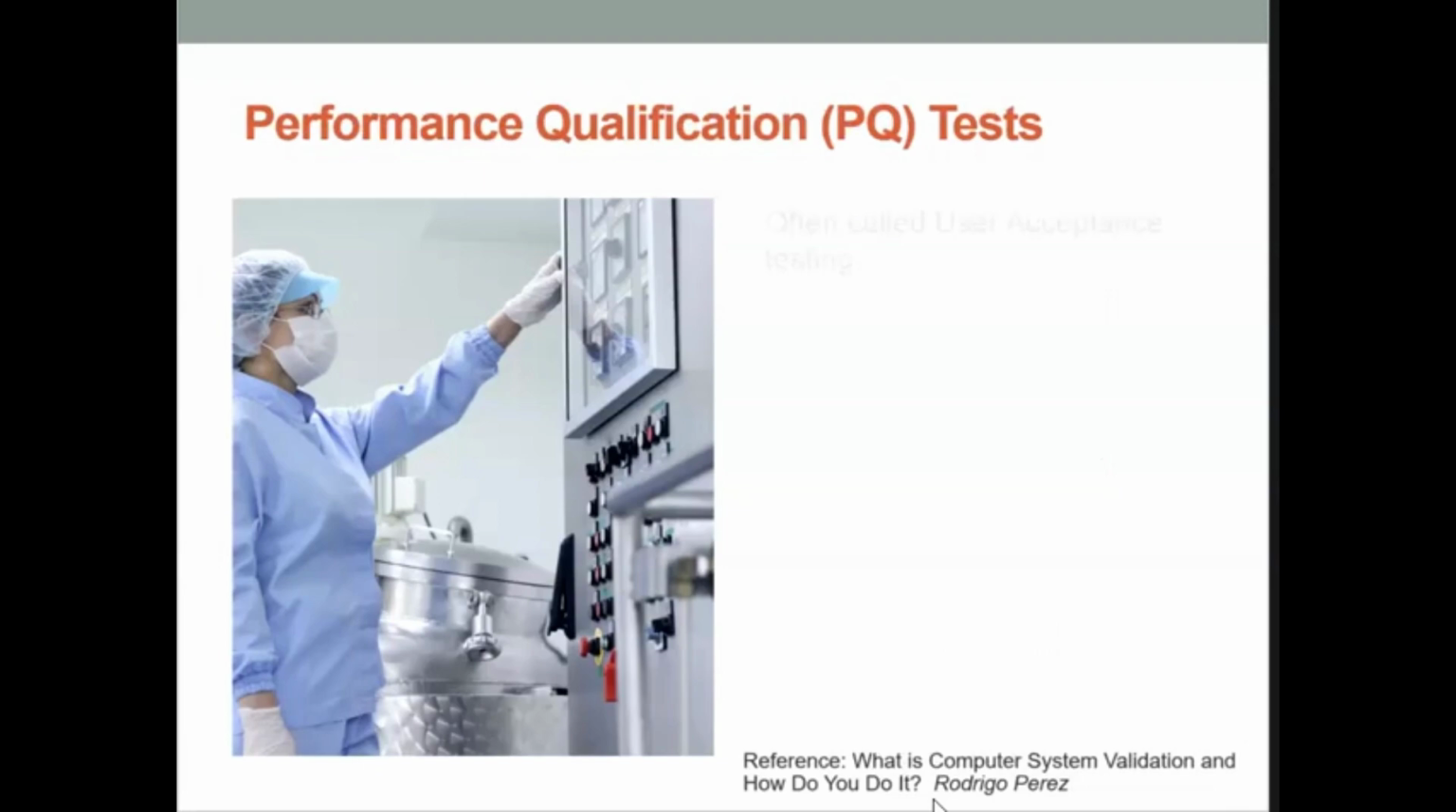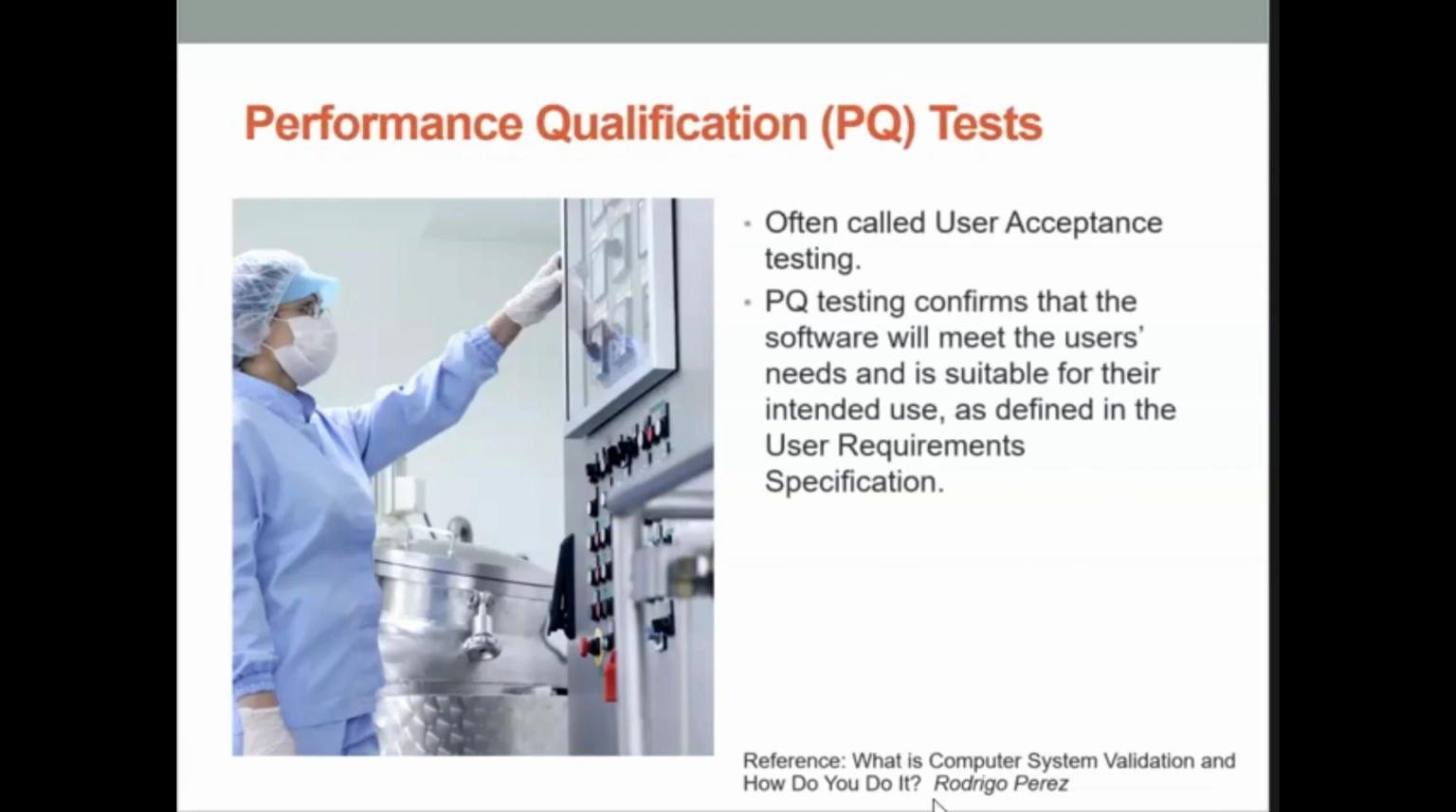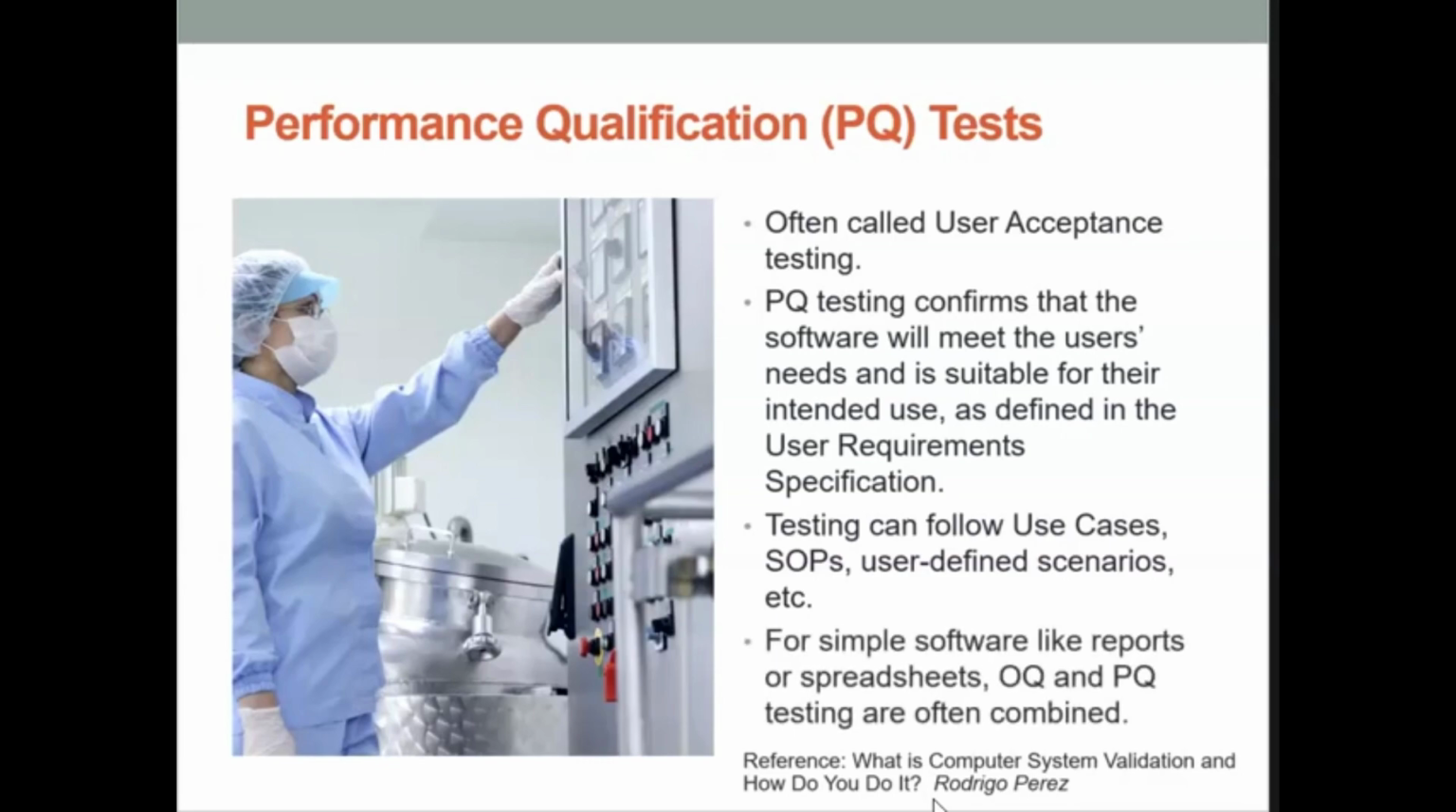Performance qualification. This is often called user acceptance testing. PQ testing confirms that the software will meet the user's needs and that it is suitable for their intended use, as defined in their user requirement specification. Testing can follow use cases, SOPs, user-defined scenarios, etc. For simple software like reports or spreadsheets, OQ and PQ testing are often combined.